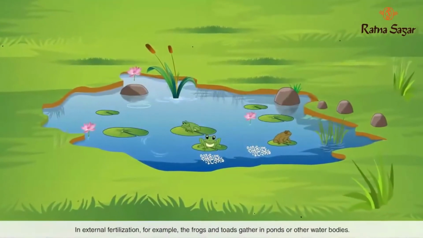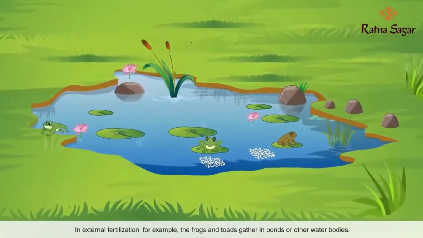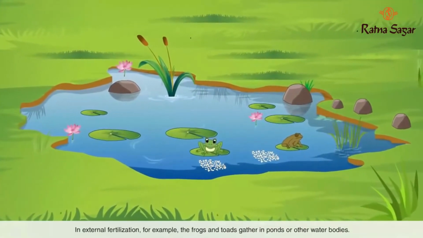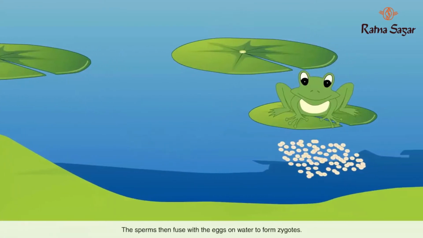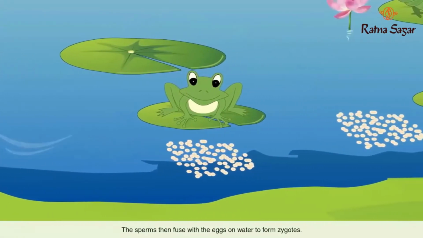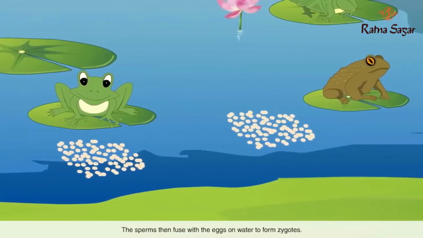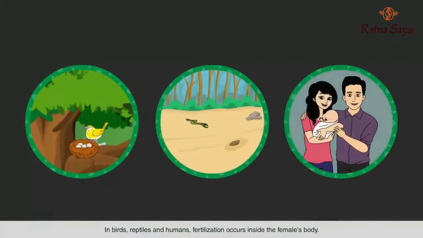In external fertilization, for example, the frogs and toads gather in ponds or other water bodies. They lay their sperms and eggs together on the surface of water. The sperms then fuse with the eggs on water to form zygotes. In birds, reptiles and humans, fertilization occurs inside the female's body. This is known as internal fertilization.